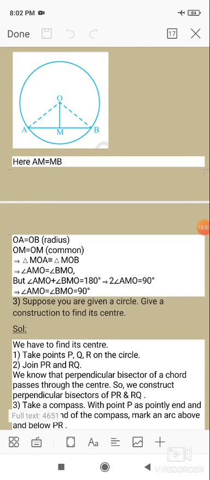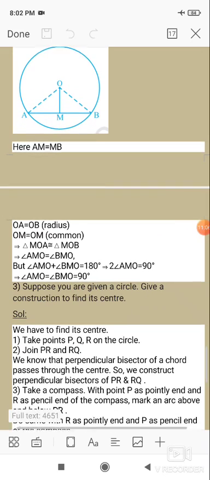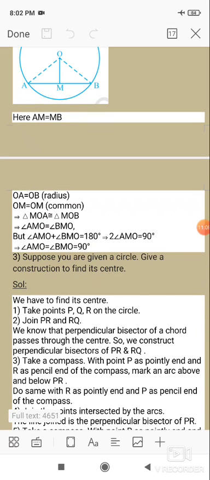The next question is useful for you next year. Suppose you are given a circle, or you can draw a circle using a bangle. Give a construction to find its center. So listen to the steps only. You need to draw the circle using a bangle. After that, find its center.